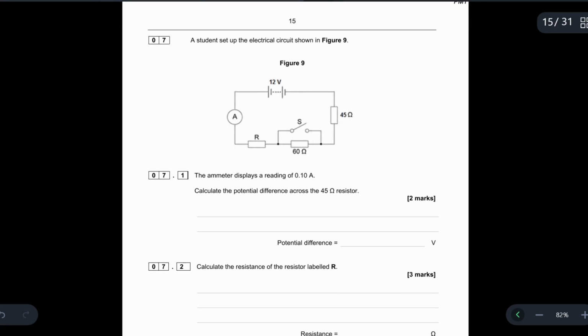Okay, let's move on to question 7. A student set up the electrical circuit shown in figure 9. The ammeter displays a reading of 0.1 amps. Calculate the potential difference across the 45 ohm resistor.